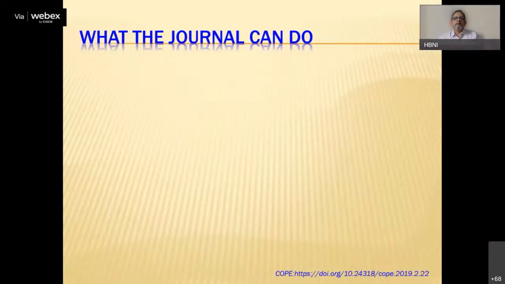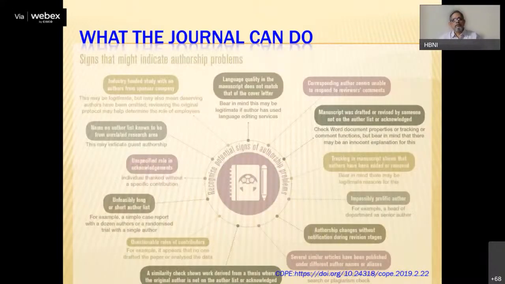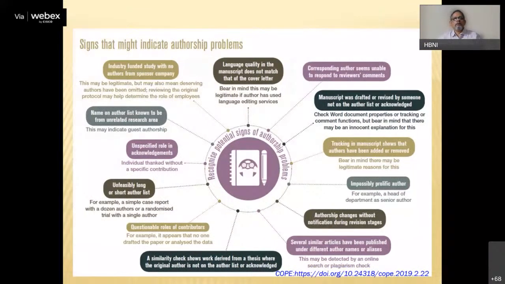Okay. So now in this situation, when you have authorship issues, what can the journal do? So when a paper comes to the editor of a journal, what does he do? First, he looks at the language quality. Okay.